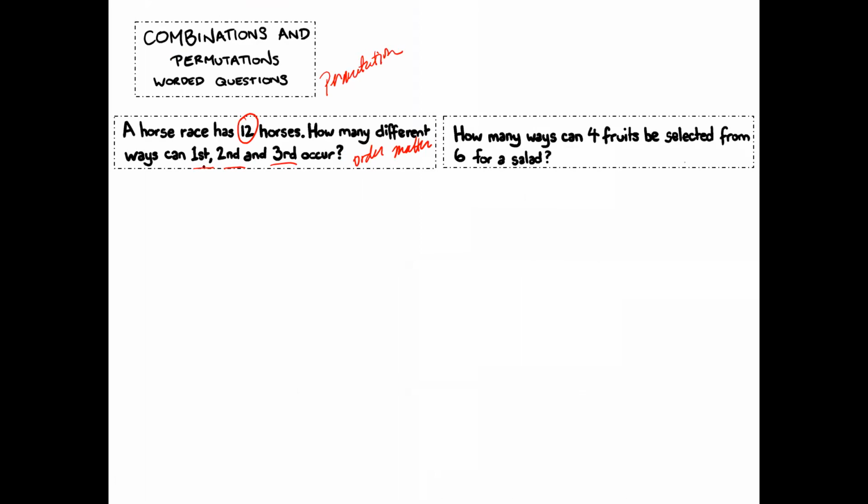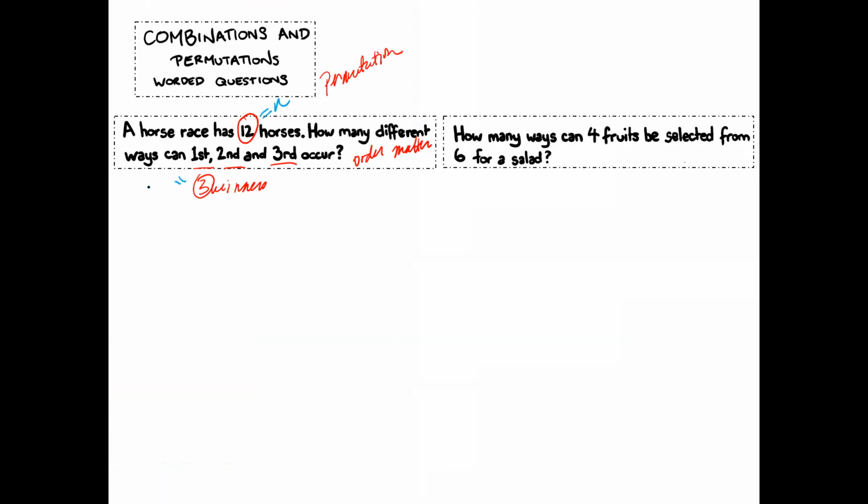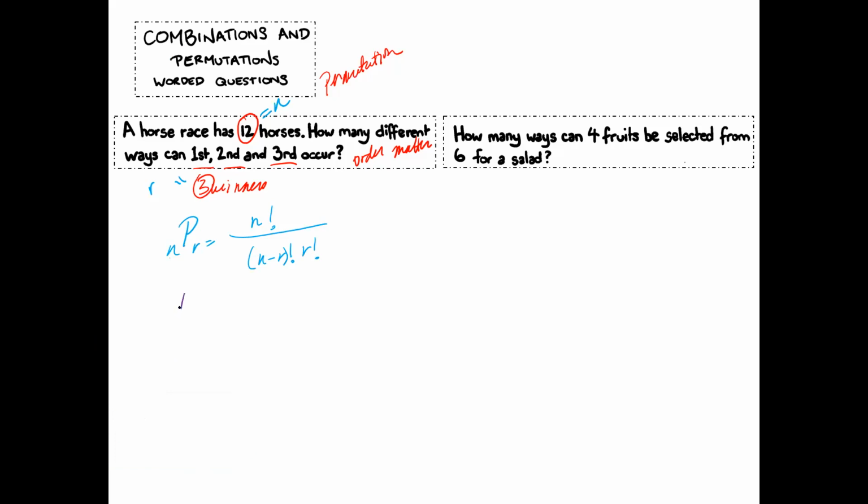And since there are 3 winners, 3 is going to be my other number. And the bigger number is always going to be N, smaller number is going to be R. So then when I look at my permutation formula, it's going to be N factorial over N minus R factorial times R factorial. So let's plug this in. So my N is 12, my R is 3. So I have 12 factorial over 12 minus 3 factorial.